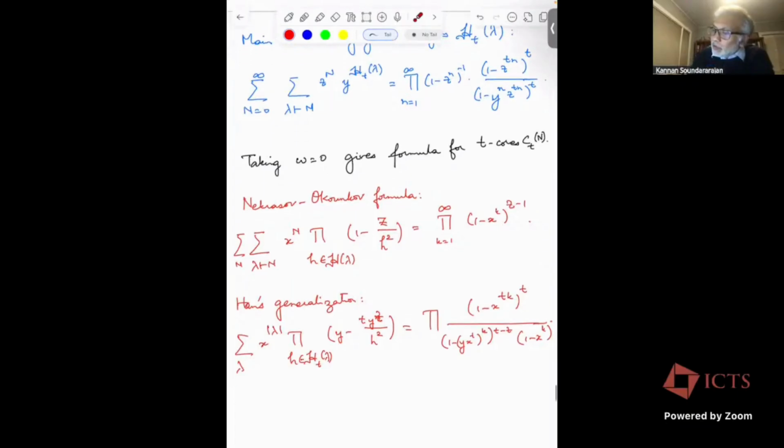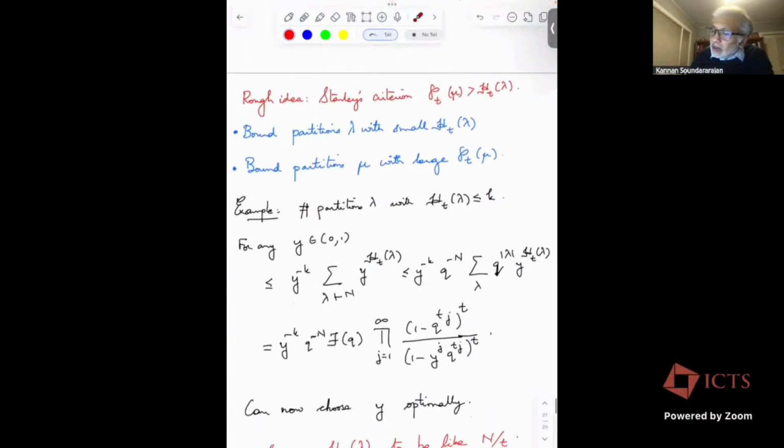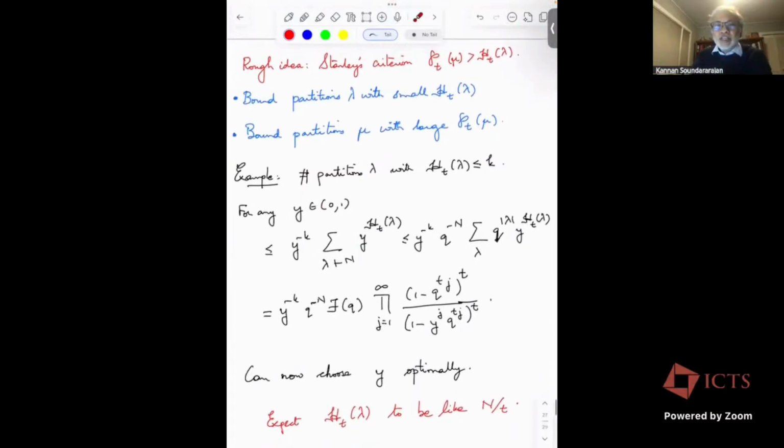So now if you have this two-variable zeta function, you can carry out analysis to try to understand how often the number of hook lengths are going to be multiples of t. So in Stanley's criterion, you're interested in figuring out how many times you can have a partition mu where the sum of the parts that are multiples of t is going to be larger than the number of hook lengths that are going to be multiples of t.